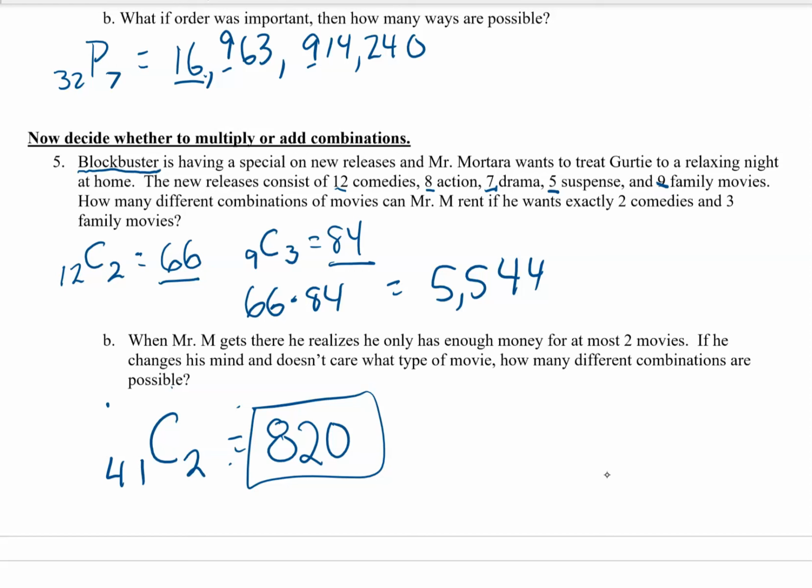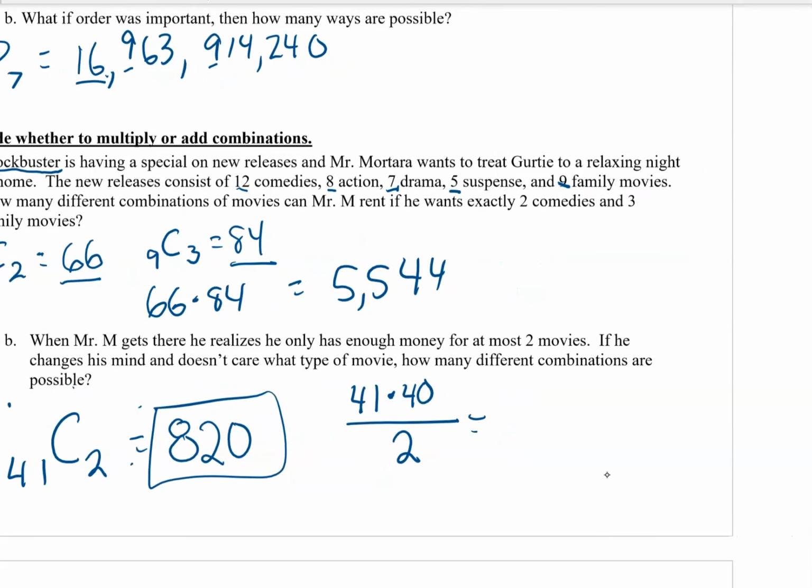The other way to think about that, if you just want to think it through, would be, well, let's see. His first movie, he can choose any one of 41 movies. His second movie, he can choose any of the remaining 40 movies. And then, if order doesn't matter, he can choose the first one first, or he can choose the first one second. 2 different ways where that first movie ends up. So here's what we really have. 41 times 40 divided by 2.